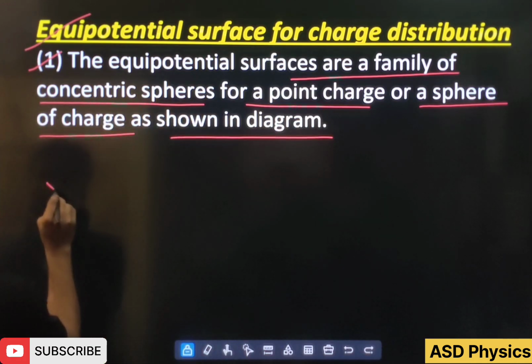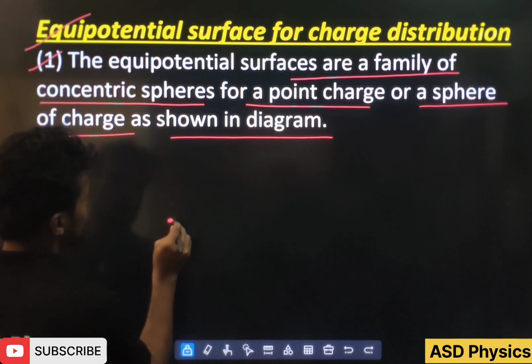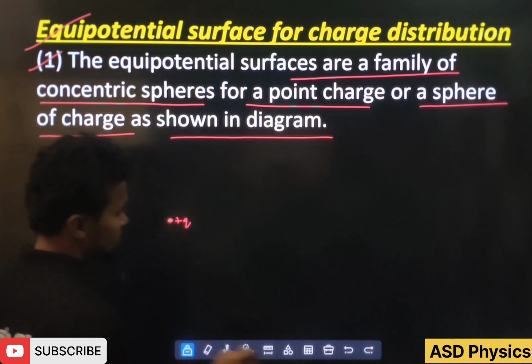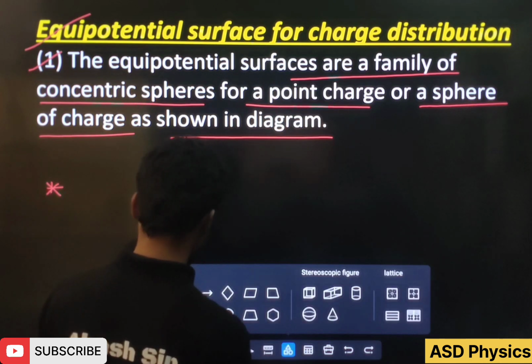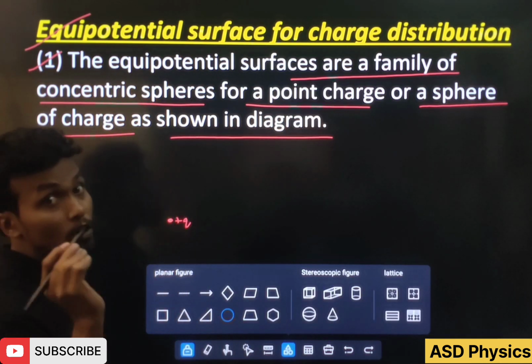So first we are going to see the point charge. Let's say, for example, here I have taken one charge Q. Now in this situation, students, see, it will be a family of spheres.